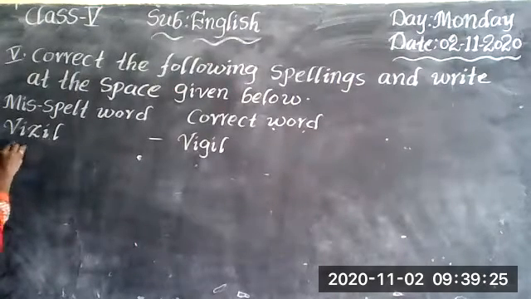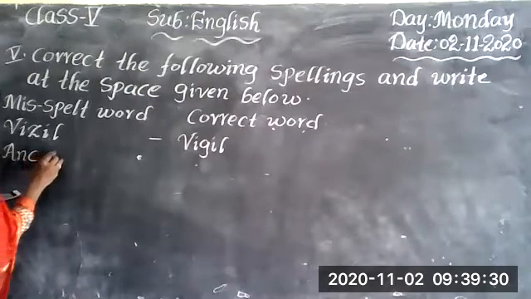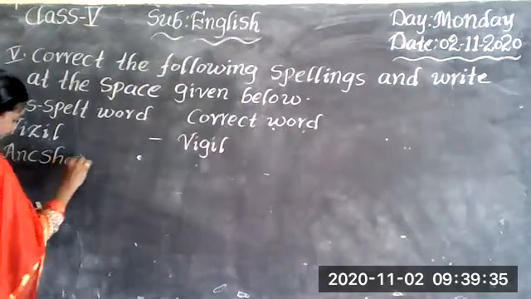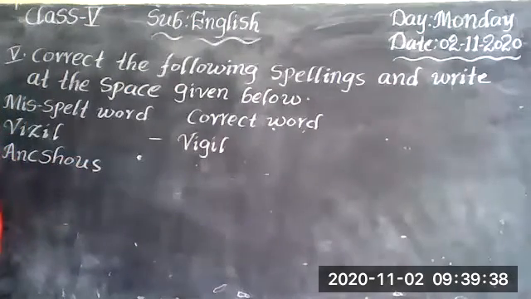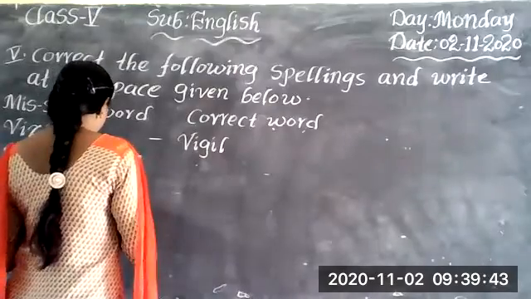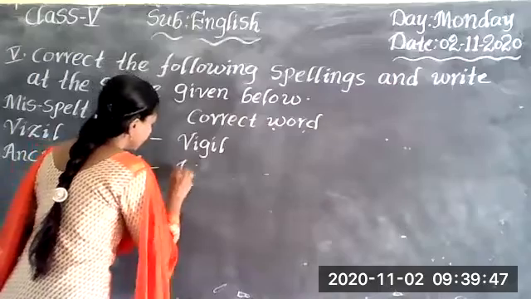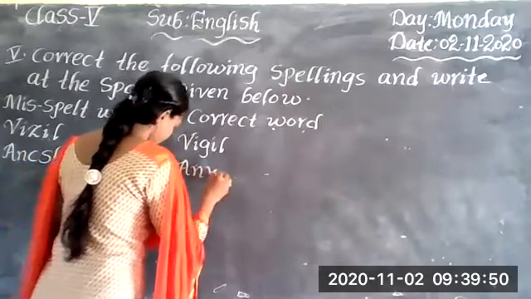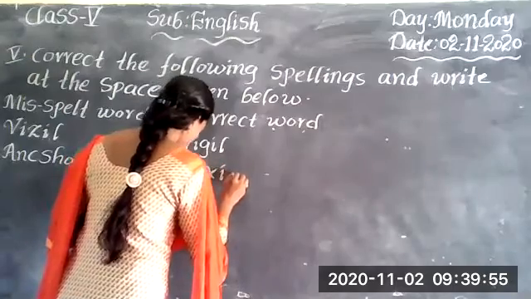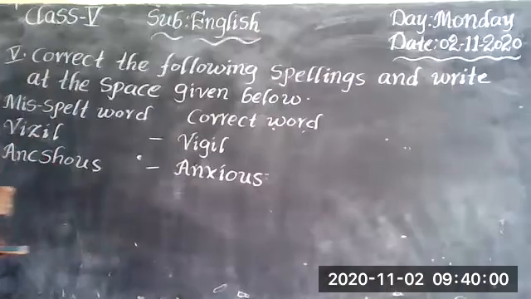Anxious. ANCS HOUS. Is it the correct spelling of anxious? No, it's the wrong spelling. So what is the correct spelling now? ANX, ANX, HOUS. Great.